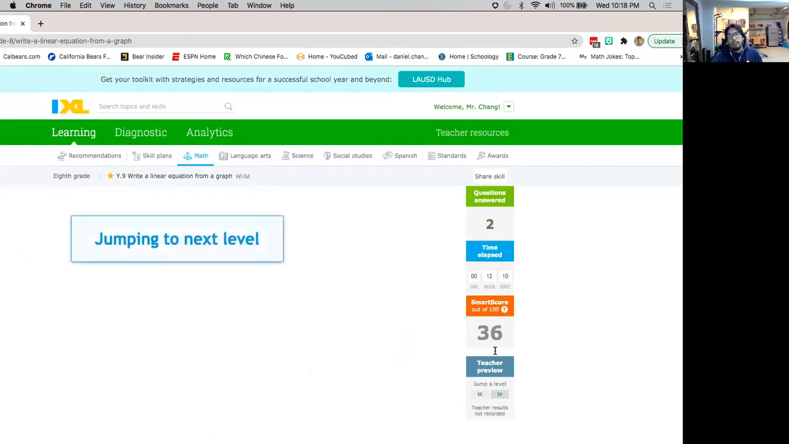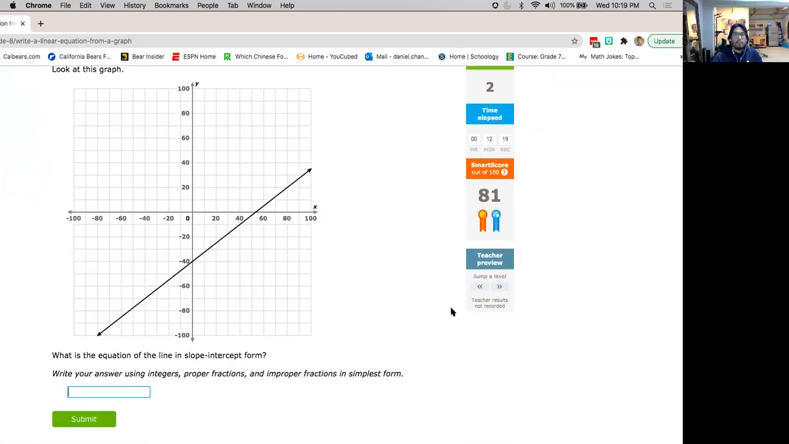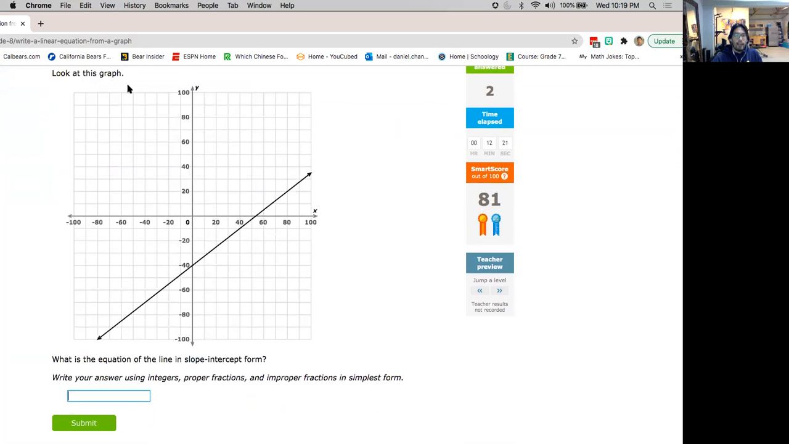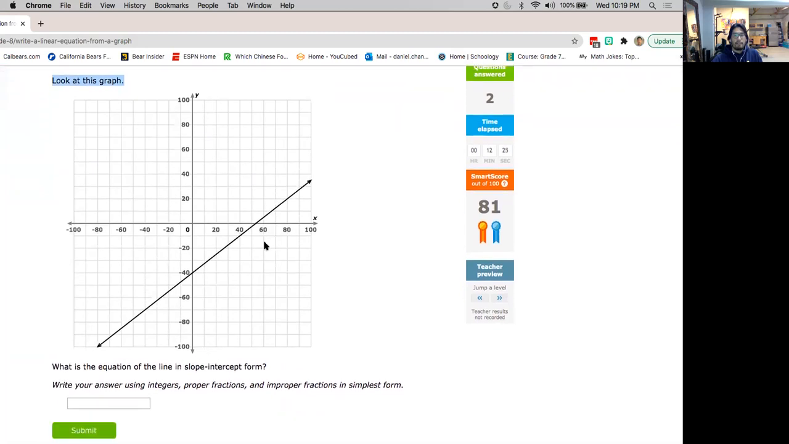All right, you can see these lines are getting a little more sophisticated. We're going to jump it up a level. We're going to go past 36. We're going to go to level 81 right here. Let's see what an 81 problem looks like. Look at this graph. All right, I'm looking at it. We're looking at this graph. And then what is the equation in slope-intercept form for this line? Let's do this one example and let's call it a night, folks.